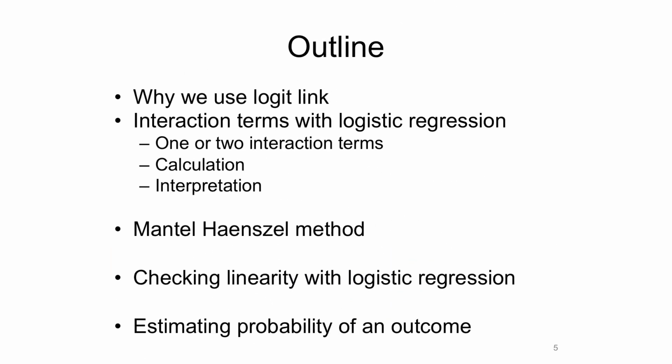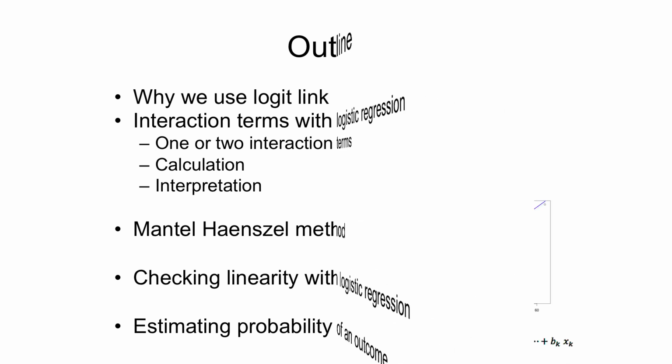In the remainder of the tutorial, we'll review why we use logit and how to calculate and interpret strata-specific odds ratios when you have one or two interaction terms in your model. We'll also discuss some resources for learning more about the Mantel-Haenszel method and how to check linearity with logistic regression. And finally, we'll review how to estimate the probability of an outcome with logistic regression.